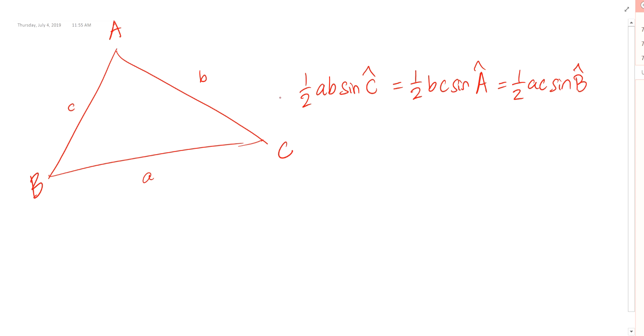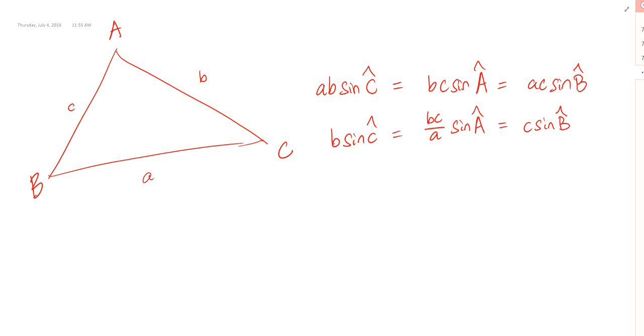I'm going to multiply everything by 2. What happens to the half? They disappear, right? So I can cancel. Are they still equal? Good. Let me erase them. Now I'm going to divide everything by a. Dividing everything by a, I will have b sine C equals bc over a sine A equals c sine B.